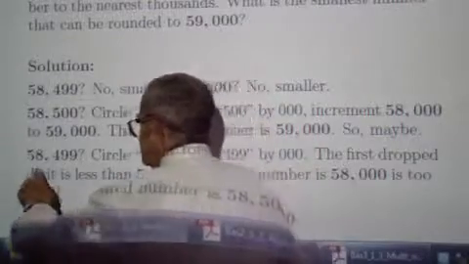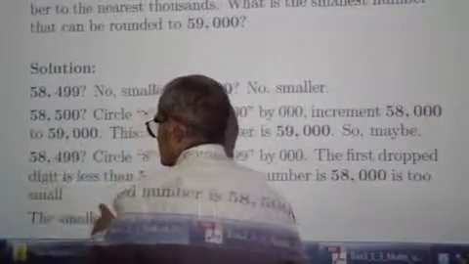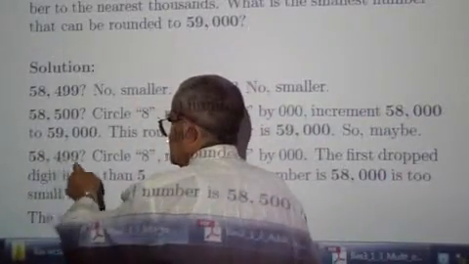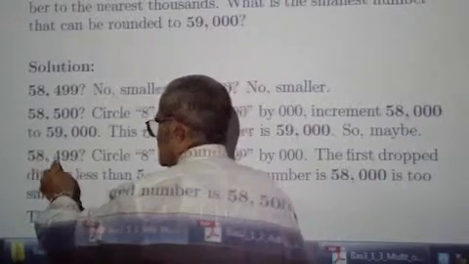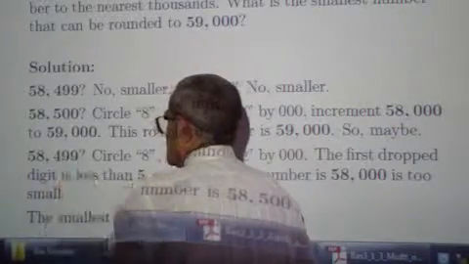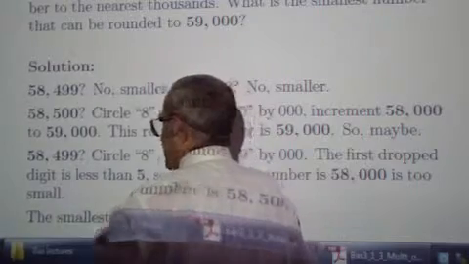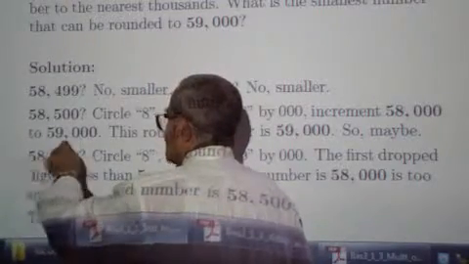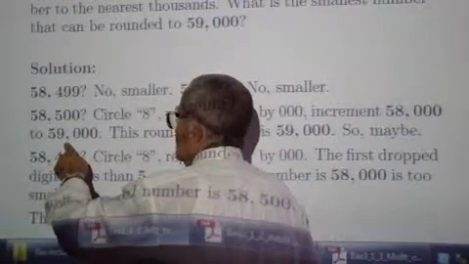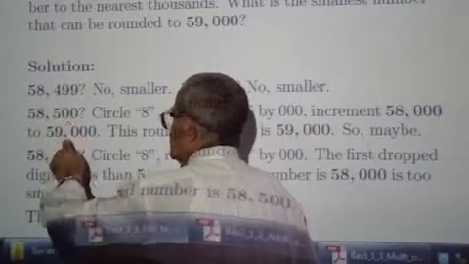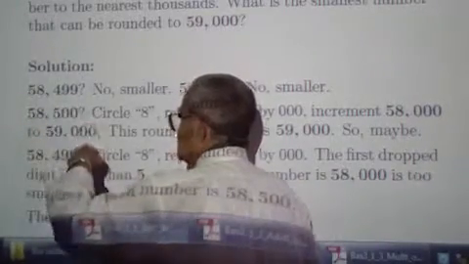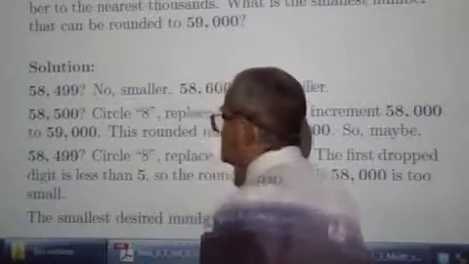499. You want to round to the nearest thousand. You circle the 8. You make all these 0s. The first number you dropped was less than 5, so it stays at 58,000. We wanted to go to 59,000. So 58,500 is the smallest number that can round it to 59,000.